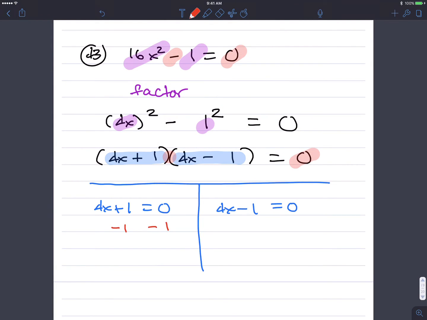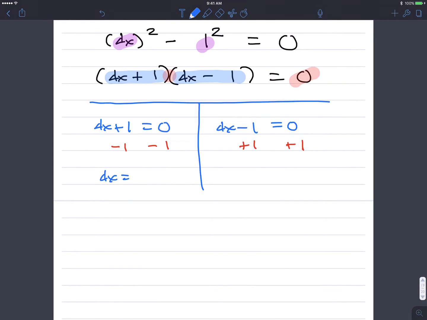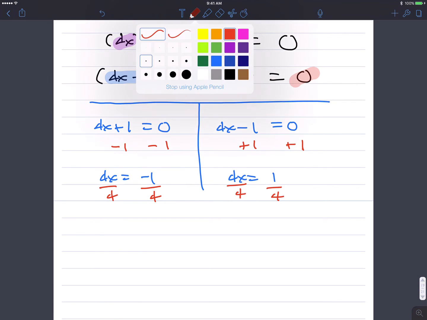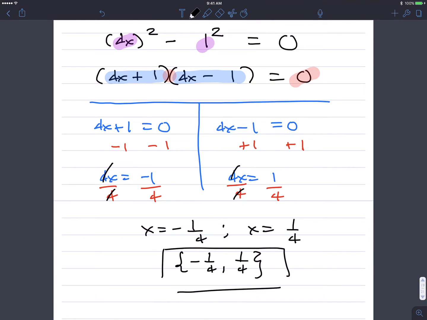Subtract 1. What's this one? Add 1, right? So you get 4x is negative 1. 4x is positive 1. Divide both sides by 4. Same operations. Let's write our final answer. X is negative 1/4, or x is positive 1/4. My two what? Solutions. You are done.